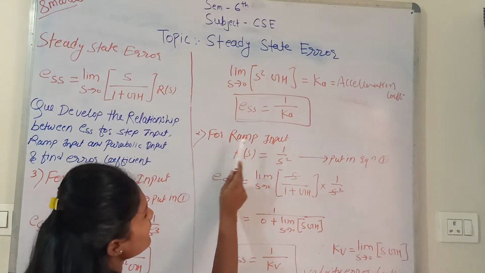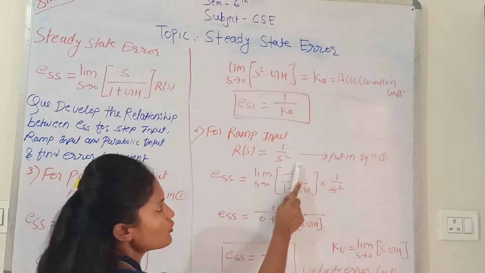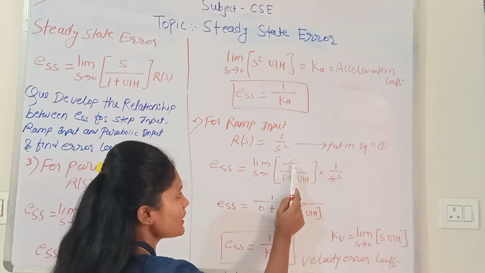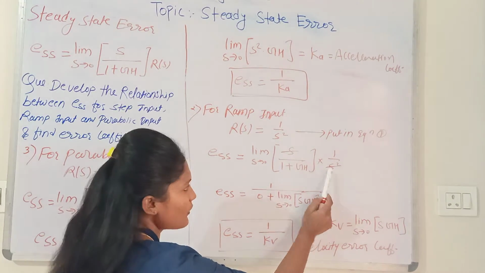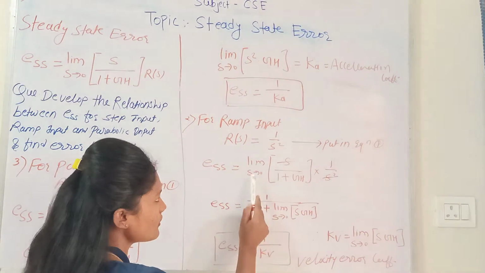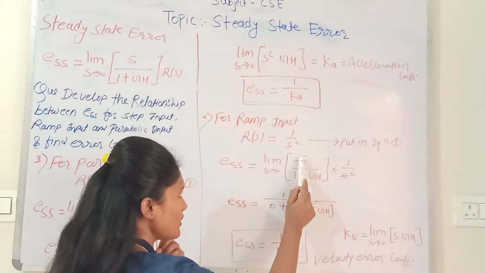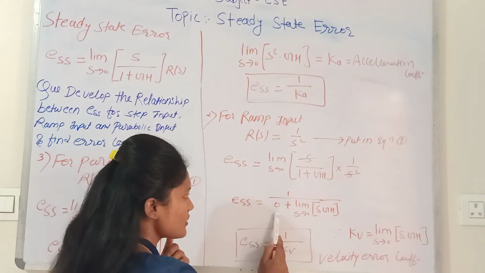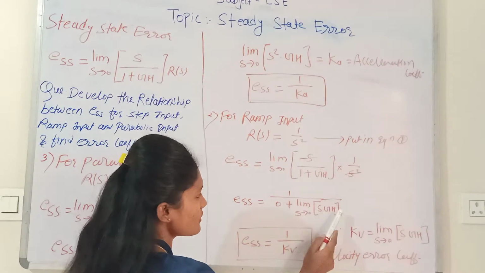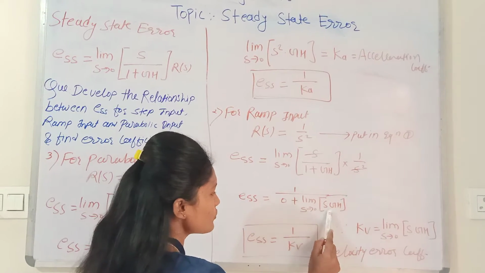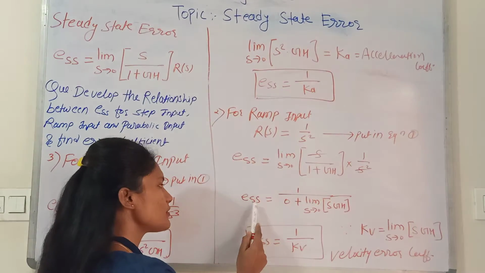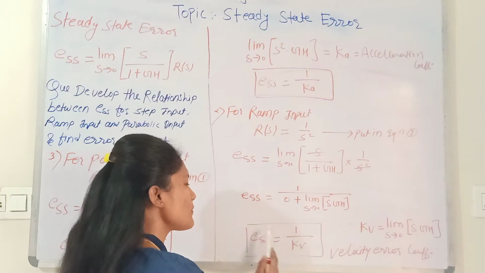So for the ramp input, R of S is 1 upon S square. Put this value in equation number 1. ESS is limit S tends to 0 of S upon 1 plus GH into 1 upon S square, so cancel this S and S. Then putting the limit S equal to 0, the remaining term is 1 upon limit S tends to 0 of S into GH. This limit S tends to 0 of S into GH is the Kv, which is called the velocity error coefficient. So this is the relationship between the steady state error and the velocity error coefficient.